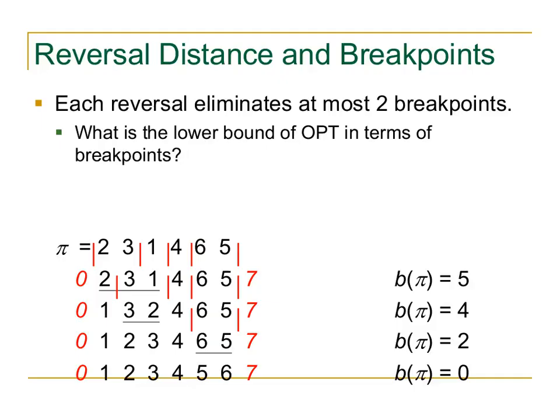Next, reverse the pair 3, 2. 0, 1, 2, 3, 4, 6, 5, 7. Now we've dropped the count from 4 to 2.